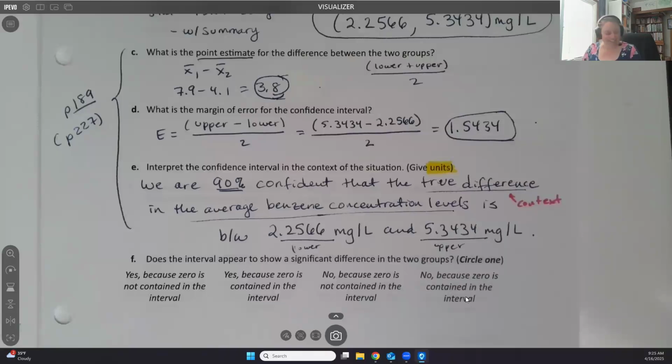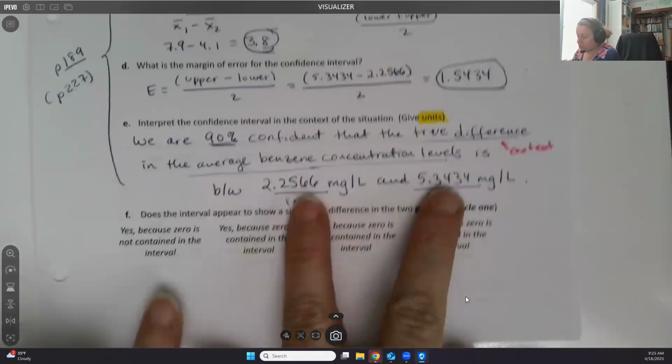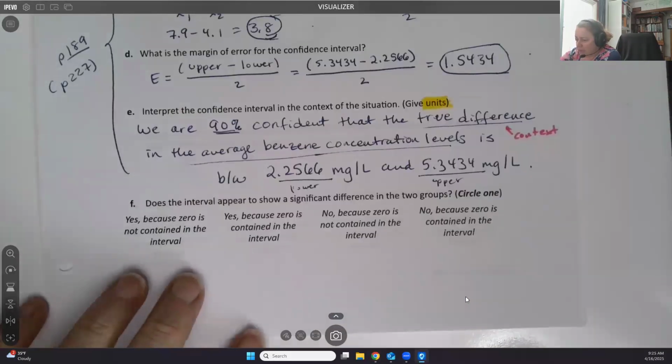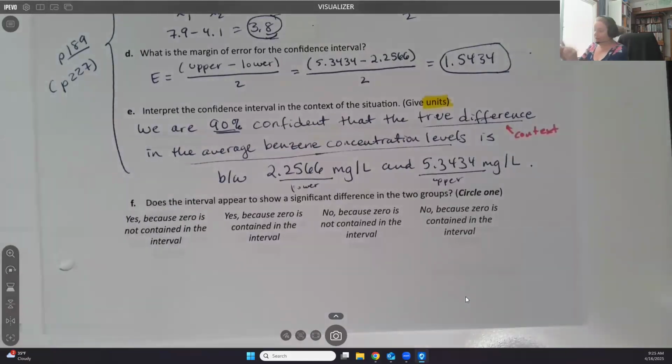Yeah, okay. So we're going to circle yes because it's not contained. See how 0 is not between these two. I was looking for my other navy pen, but I can't find it. Oh, here it is. It fell under my keyboard.